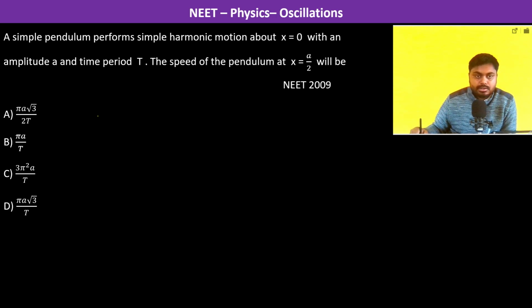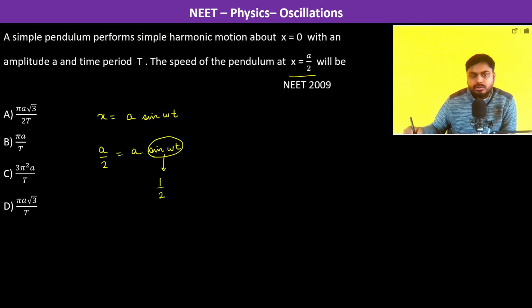So we have x is equal to a sine omega t. Now it is mentioned that the speed of the pendulum at x equals a by 2. So a by 2 is equal to a sine omega t. That means sine omega t is going to be 1 by 2. Now when sine omega t is 1 by 2, cos omega t will be root 3 by 2.